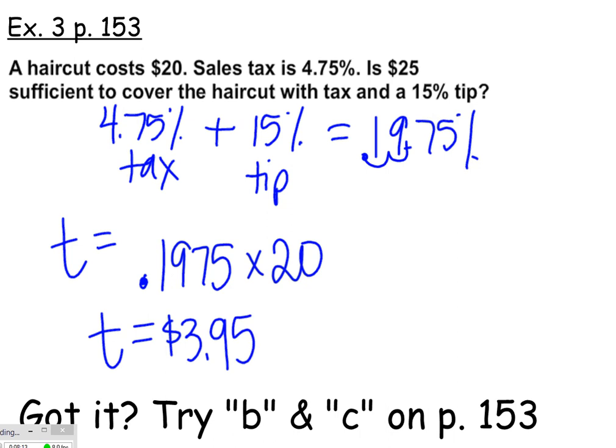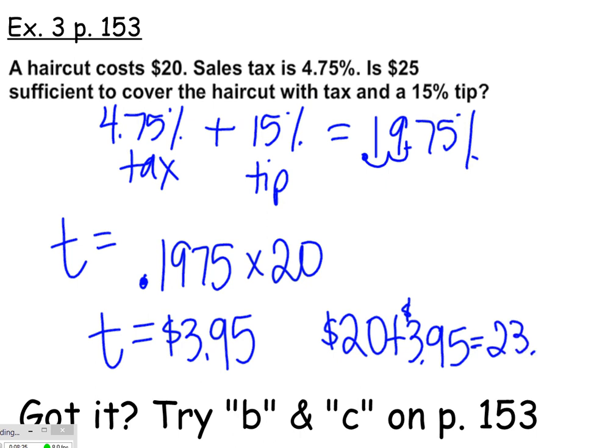So now we take this amount and add it to what they spent. They spent $20 originally for the haircut, plus they're adding $3.95 for tax and tip. That gives a grand total of $23.95. And they're asking, is $25 sufficient to cover the total amount? Yes. $25 is enough. You'll have about $1.05 left over.